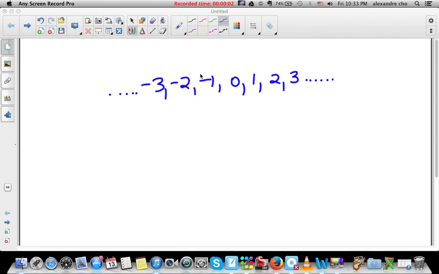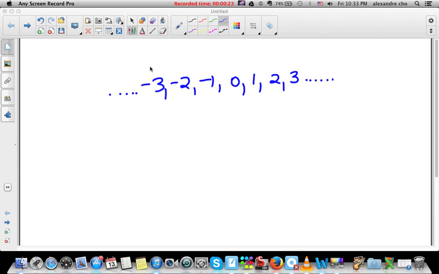Alright, so here are your set of integers. Integers are 0, the whole numbers on the right side, which are the positive numbers, and their opposites, which are numbers on the left side. So where are we? We were supposed to do questions 1 through 6.